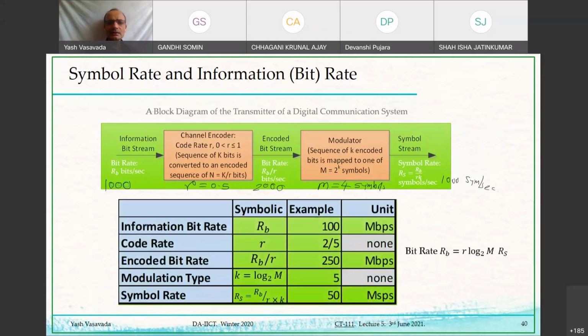So this is the final summary. Our information bit rate is RB, and our transmitted symbol rate is going to be RB divided by r times K. And this is some other example that I have worked out here. Alternatively, you can also say that the information bit rate RB is going to be r times log base 2 of M times RS.